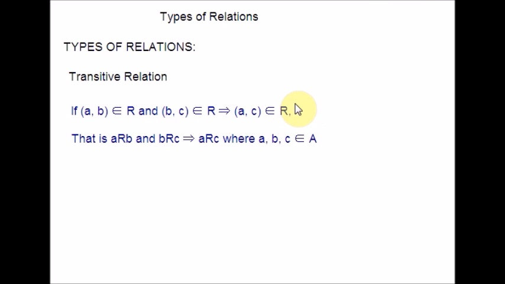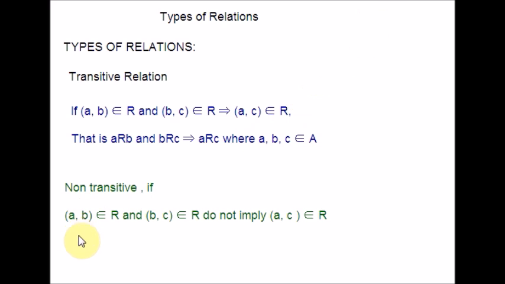The relation can be said to be non-transitive if (a,b) belongs to R and (b,c) belongs to R, but this does not imply (a,c) belongs to R. If this is the case, then we can say that the relation is non-transitive. This is nothing but the opposite of this. So the two conditions are the same, but this does not imply (a,c) belongs to R.